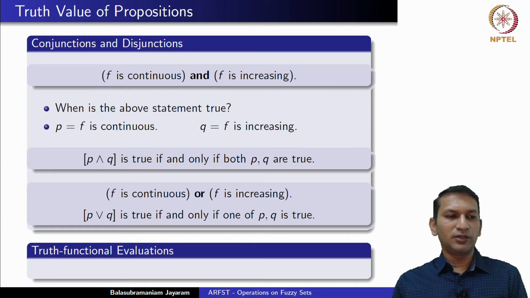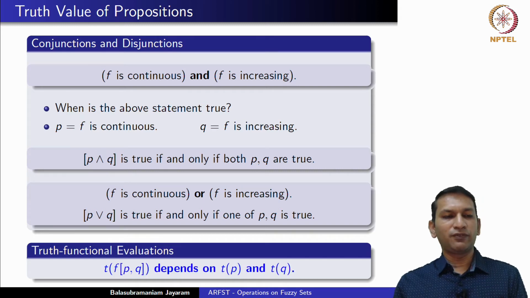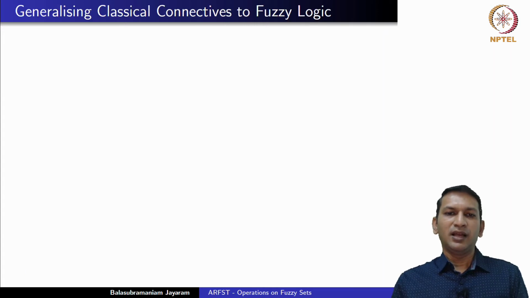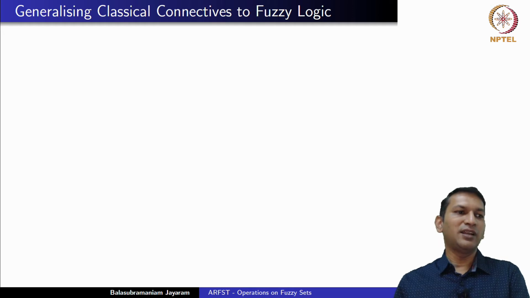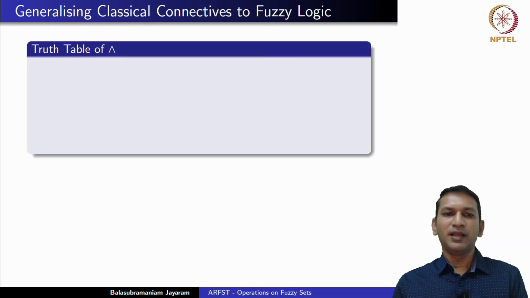This is also known as truth functional evaluation, wherein the truth value of a function of two variables actually depends only on the truth values of its constituents. Please note, we decided on the truth value of P and Q based on the truth value of P and truth value of Q. This also gives us a cue towards generalizing the classical connectives to fuzzy logic connectives and relate them to fuzzy set theoretic operations. Let's look at the truth table of conjunction.